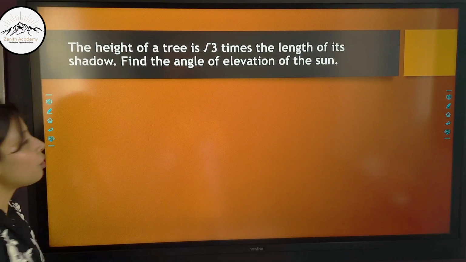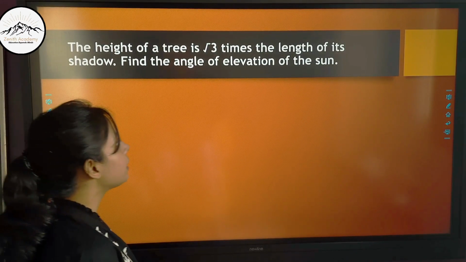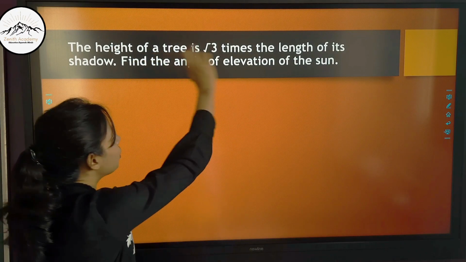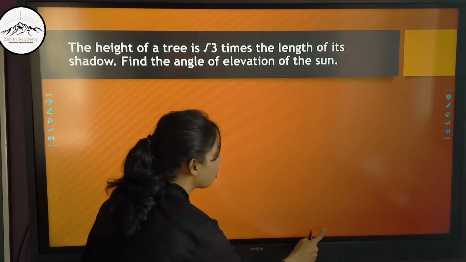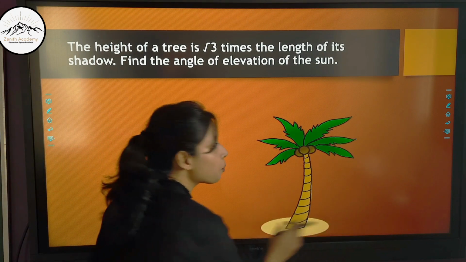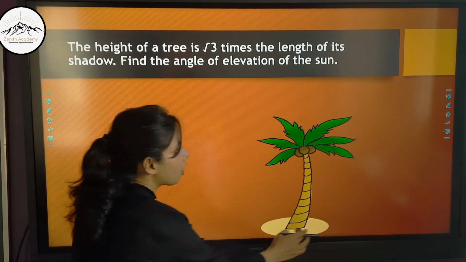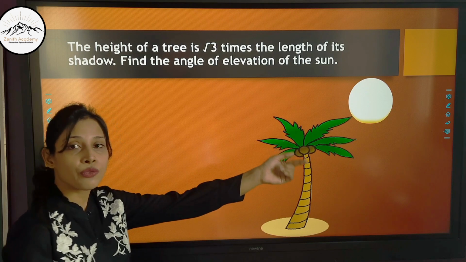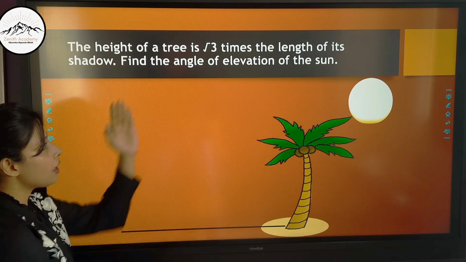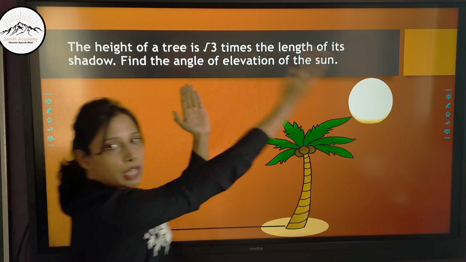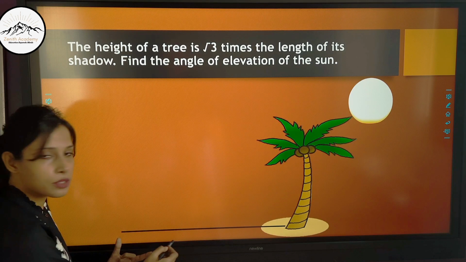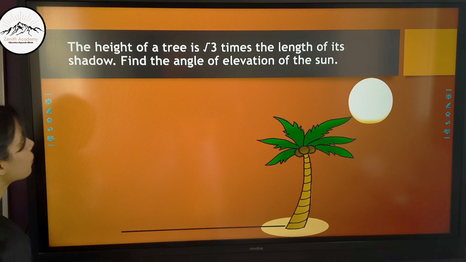The height of a tree is root 3 times the length of its shadow. The height of a tree. So what we first need to imagine is a tree. What is the position of our sun? See, sun is here. So where will the shadow be? Shadow will fall here. Okay, if sun would have been here, the shadow would have fallen backwards. Now, see, suppose this is a shadow of the tree.